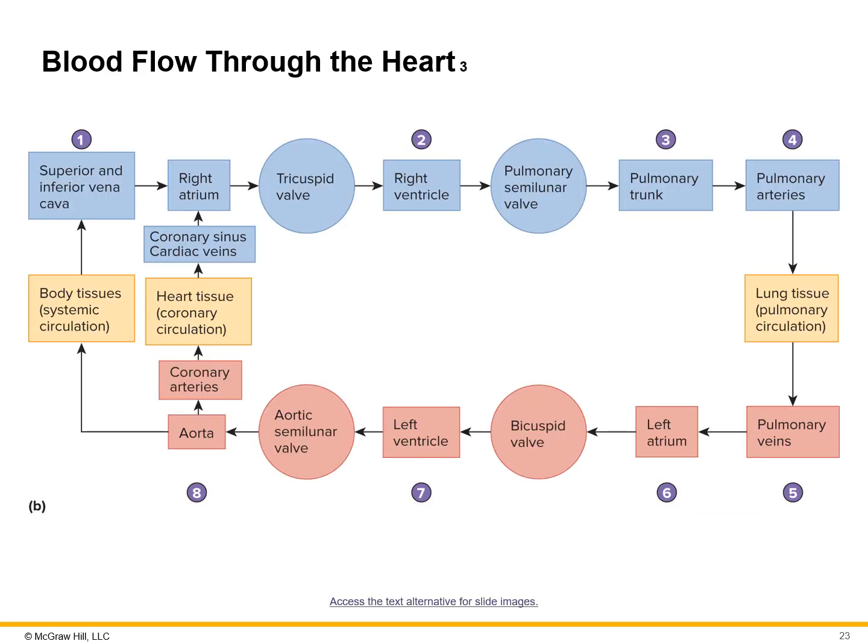Okay, and then just another visual here. Whatever helps you to remember it easier. Again, superior and inferior vena cavas to the right atria, through the tricuspid valve to the right ventricle, pulmonary semilunar valve to the pulmonary trunk. Again, all this is deoxygenated blood, so it's shown here in blue. We go to the lung tissue and the pulmonary circulation to pick up oxygen, and the pulmonary veins bring the oxygenated blood back to the left atria, through the bicuspid to the left ventricle, through the aortic semilunar valve to the aorta and coronary arteries, and then out to the body and that systemic circulation.